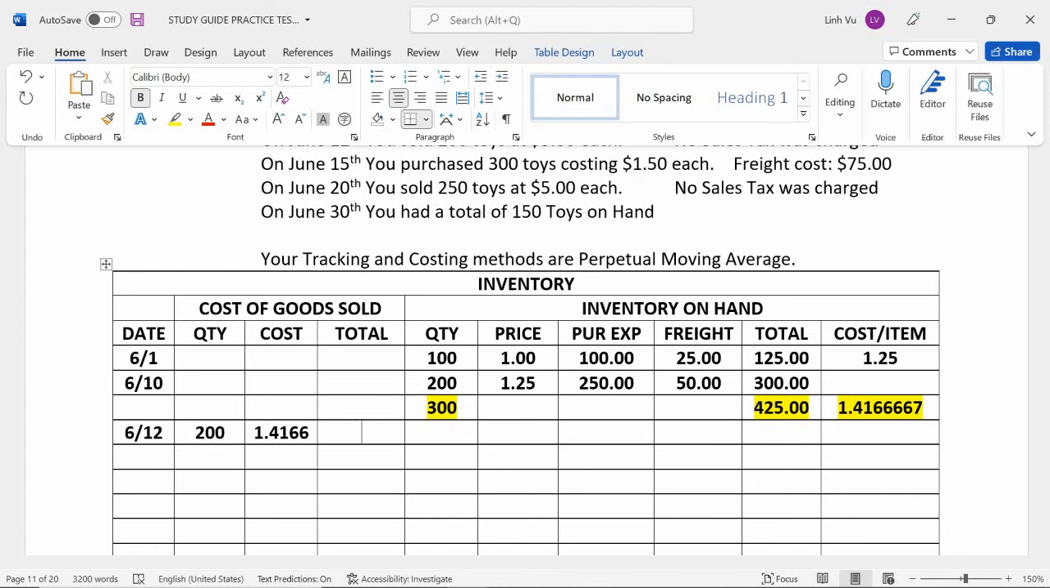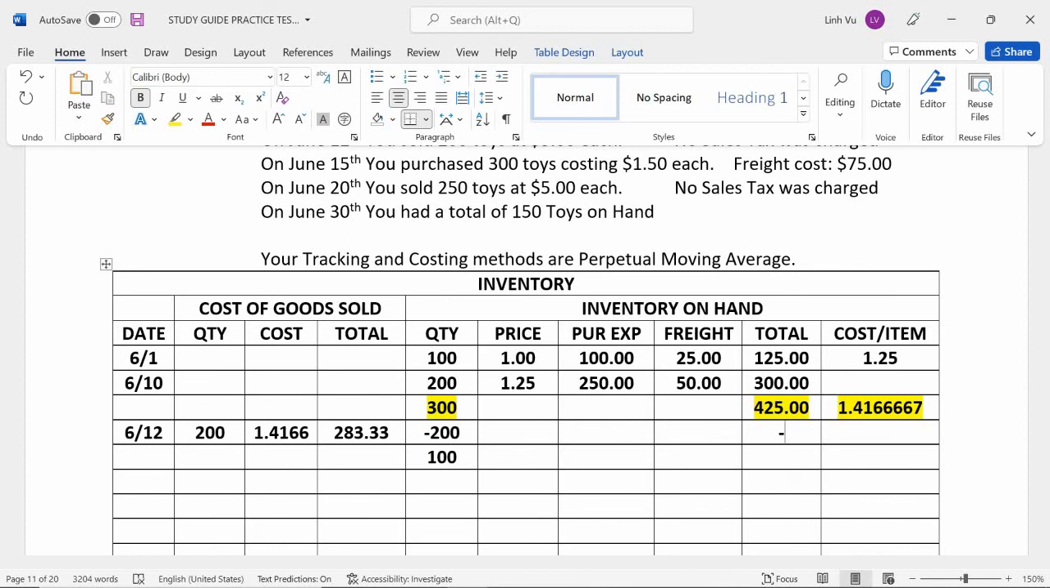1.416667. Good. So therefore, I need to calculate what my total cost of goods sold is for selling 200 units at $1.416667. So in this case, 283.3333, okay, $283.33. So therefore, I need to subtract that out. So 200 will leave me 100.